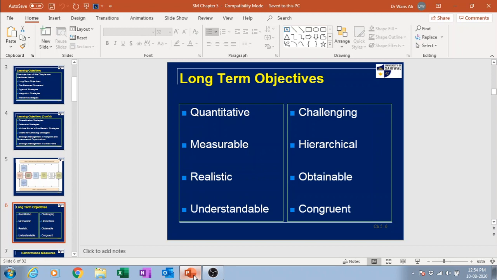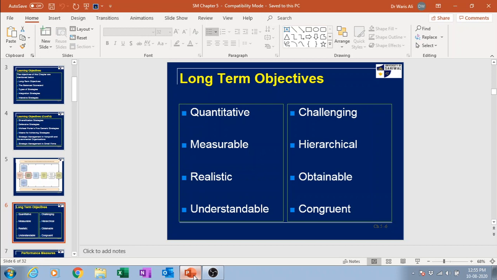Hierarchical in a sense that there must be certain logic between the objectives. For example, you are constructing a building in your company, and you say that okay, we will install wall paneling and false ceiling in the first 2 years, and then you say that we will construct a building in the next 3 years, and we will acquire land. The third objective, that we will acquire land in the first 3 years. No, your objectives are not hierarchical.